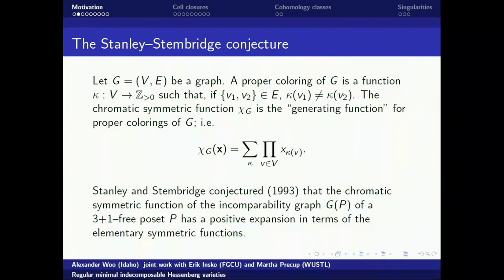And Stanley and Stembridge conjectured that for certain graphs, namely the incomparability graphs of 3 plus 1 and 2 plus 2 free posets, again, whatever that means, you get an E-positive symmetric function. So if you write it in terms of the elementaries, you get something with positive integer coefficients.